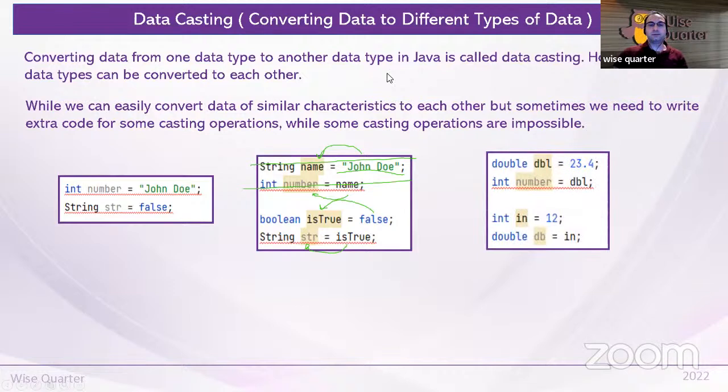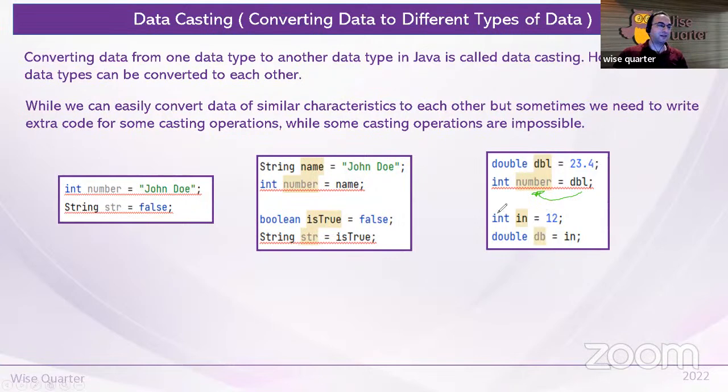But you know, this is a double. It has a decimal value. You cannot store a decimal number to an integer storage, integer data, because integers should be whole numbers. It cannot store a number with decimal.